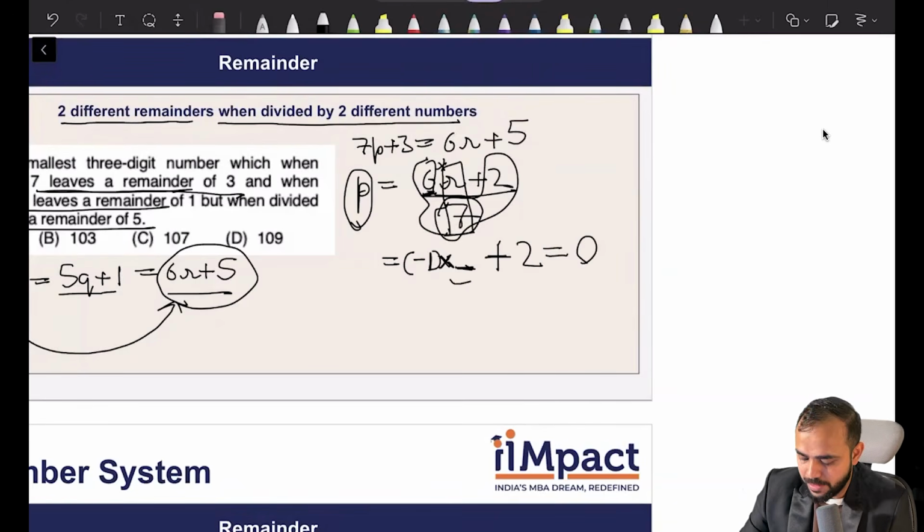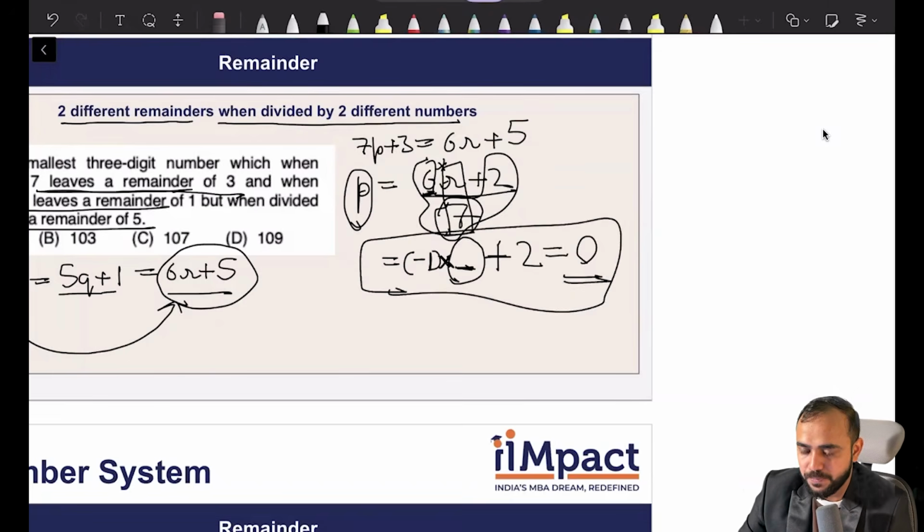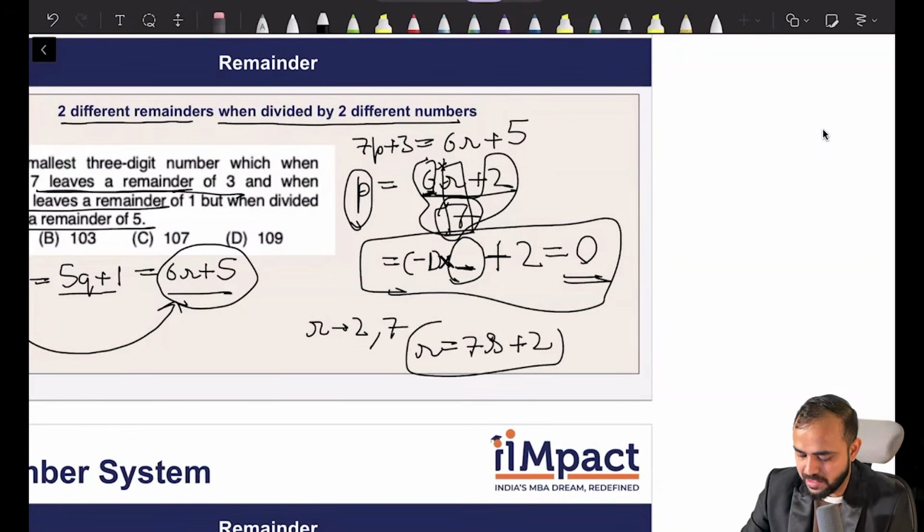Which means that the remainder you get when you divide r by 7 should be what, so that you get 0 as an answer in this particular equation? It should be 2, which means r leaves a remainder of 2 when divided by 7, or r becomes 7 times some random number s plus 2. Can I say r is 7s plus 2? This will be the general form of r, 7s plus 2.